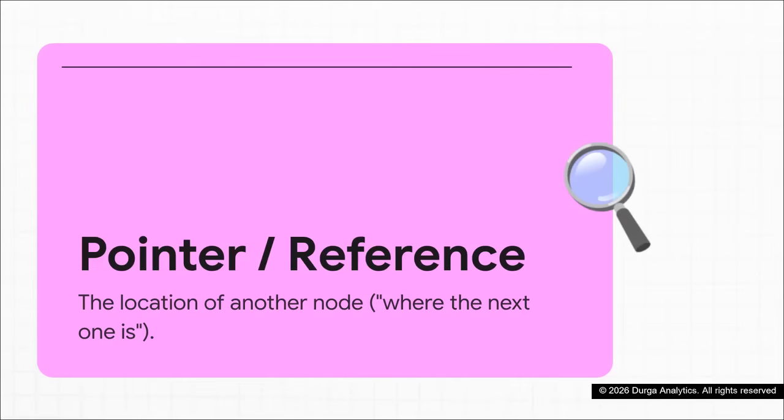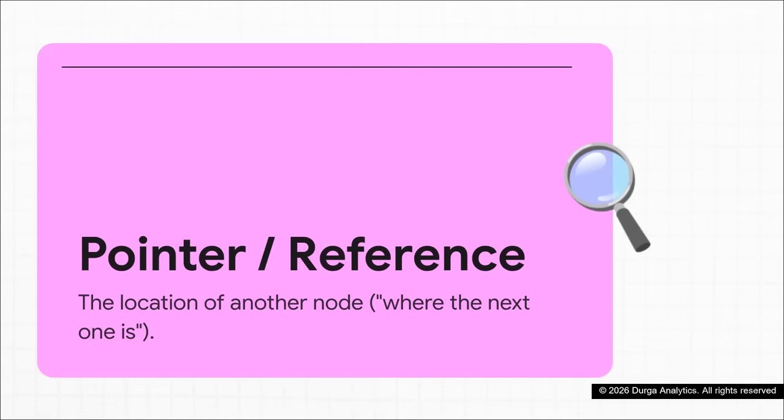Let's define that critical term, because it's absolutely crucial. A pointer, or a reference, is simply the location of another node. It literally tells the computer, hey, the next one is over here. Pointers are the absolute bedrock of memory mapping and software engineering. By following these pointers, starting right from the head and going node by node, you can traverse the entire sequence. And that works perfectly, even though the data isn't sitting physically next to each other in the hardware memory.